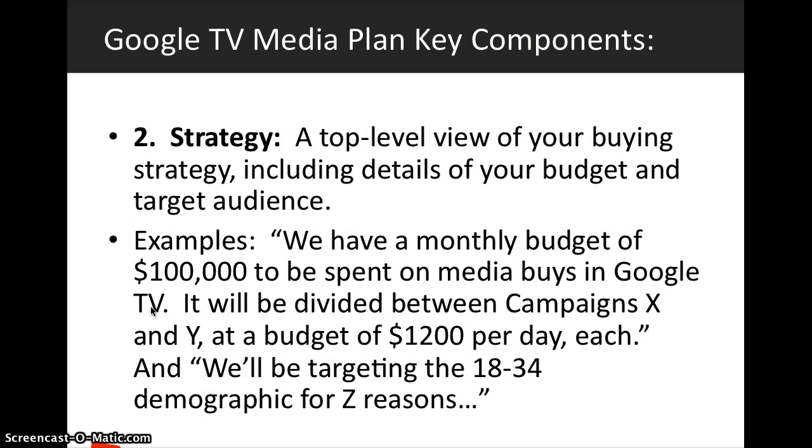The next is the strategy, which is a top-level view of your buying strategy, including details of your budget and target audience. So we have a monthly budget of $100,000 to be spent on media buys in Google TV. It's going to be divided between campaigns X and Y at a budget of $1,200 per day each, followed by something detailing that we'll be targeting the 18 to 34 demographic for Z reasons.